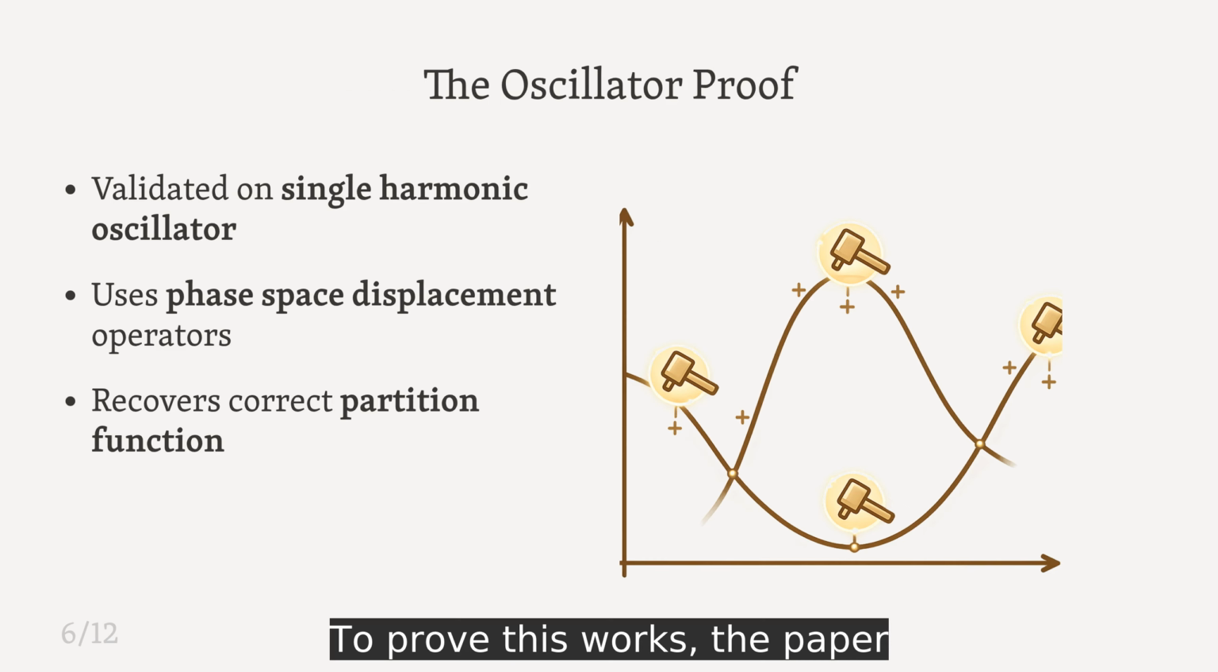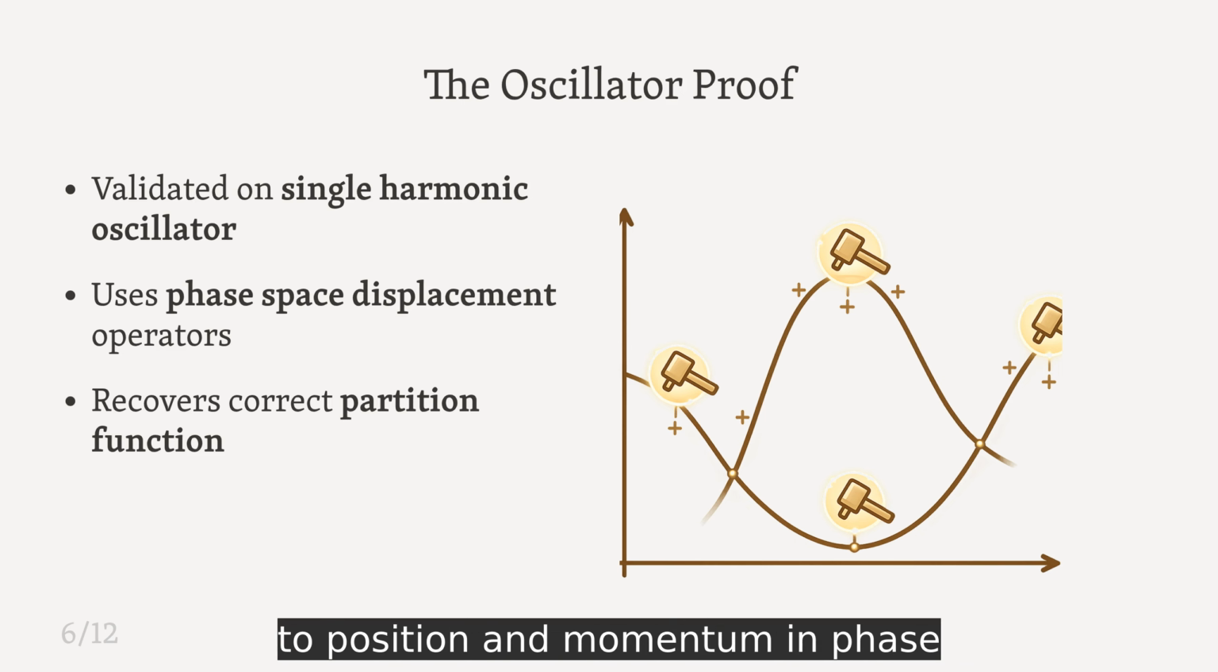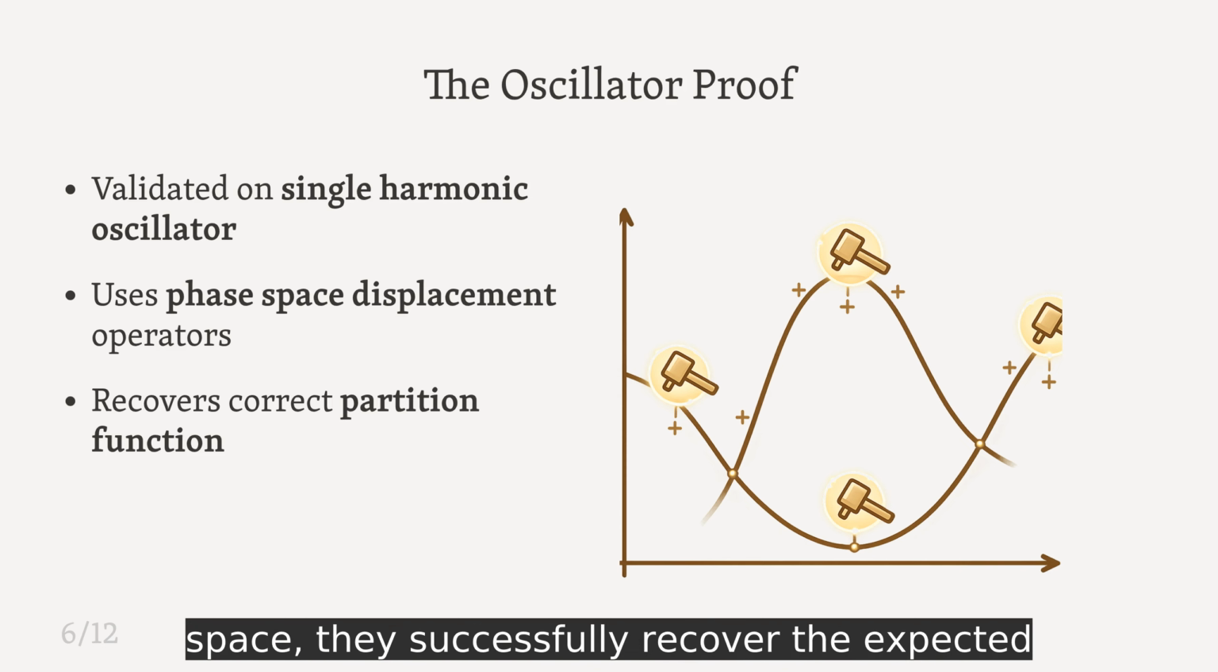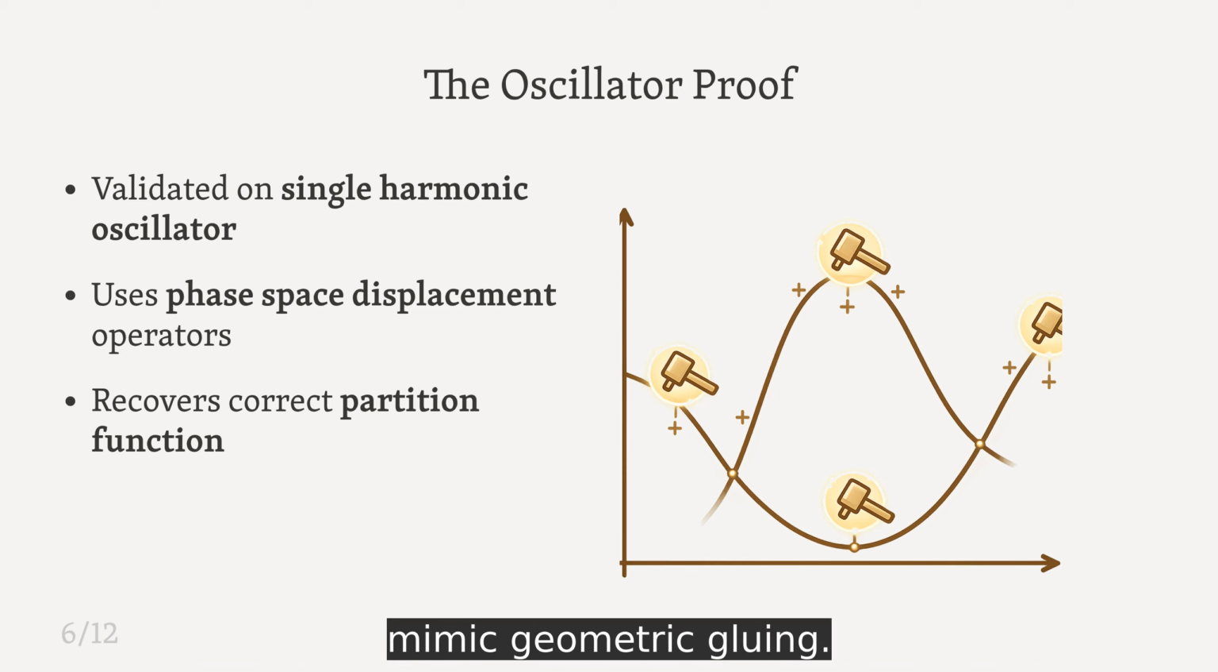To prove this works, the paper demonstrates the method on a single harmonic oscillator. By applying precise kicks to position and momentum in phase space, they successfully recover the expected partition functions, validating that these averages mimic geometric gluing.